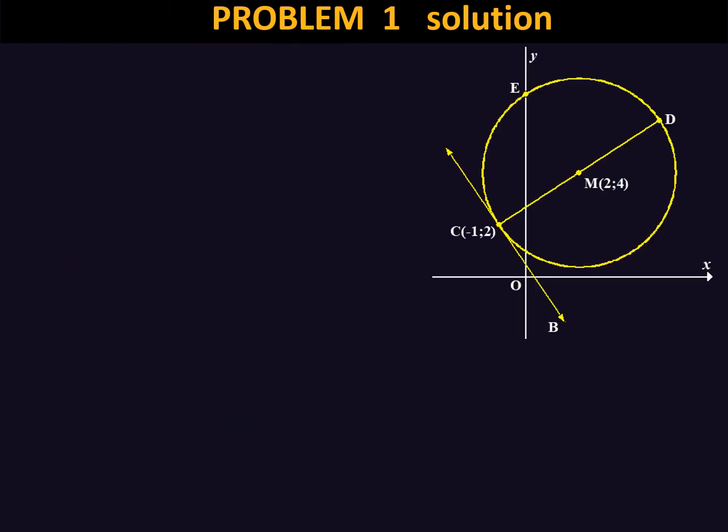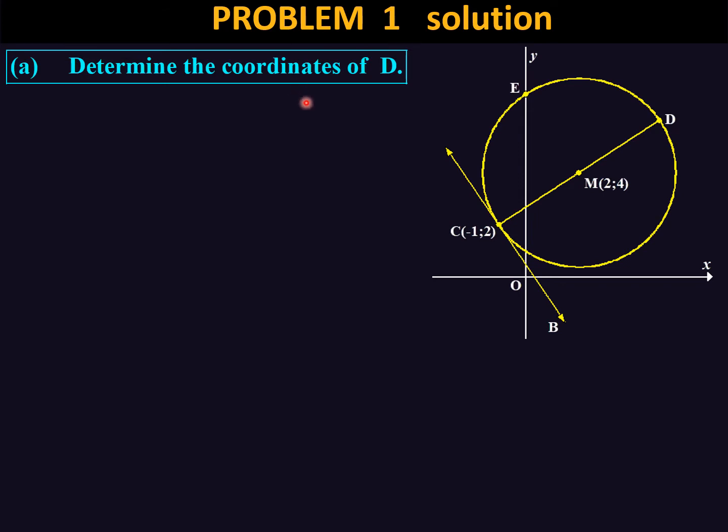So there we have our diagram. That's the first question. Determine the coordinates of D. Remember from the previous video, coordinates of a point, 2 questions. Where is the D? On the circle. Where else is the D? On the diameter. So that's what we'll use, the circle, the diameter of the circle, to find that coordinate there. So let's look at the diameter. CM is equal to MD. Why? Because they're radii.